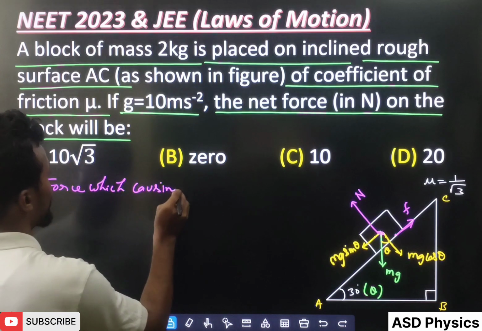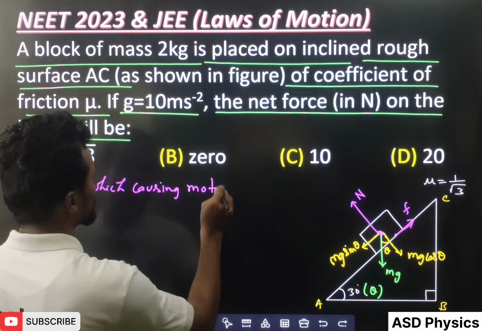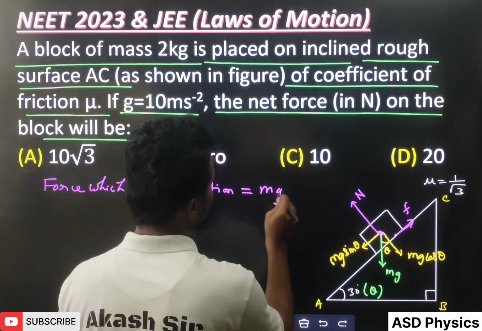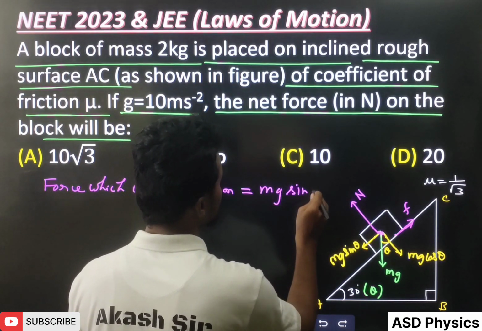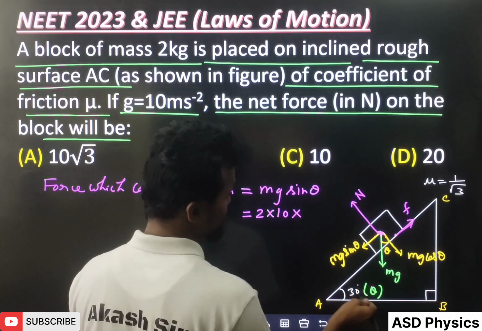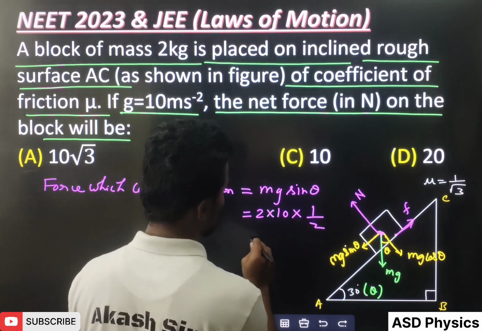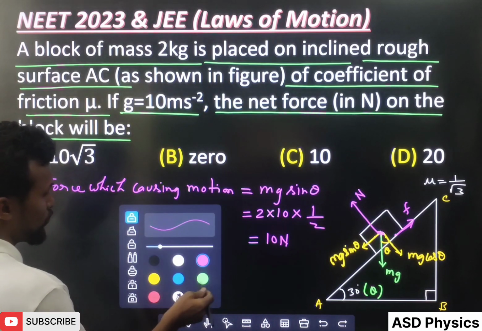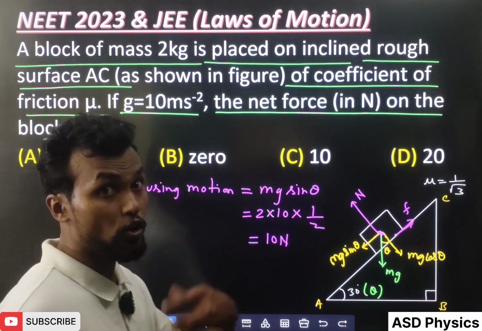Now, the force which is causing motion. Tell me please, because of which force does the block have the tendency to come downward here? This is mg sin theta. So m is 2, g is 10, and the value of sin 30 degree is 1/2. So what is coming here? 10 Newton. That means a 10 Newton force is acting in the downward direction, that is causing the motion.